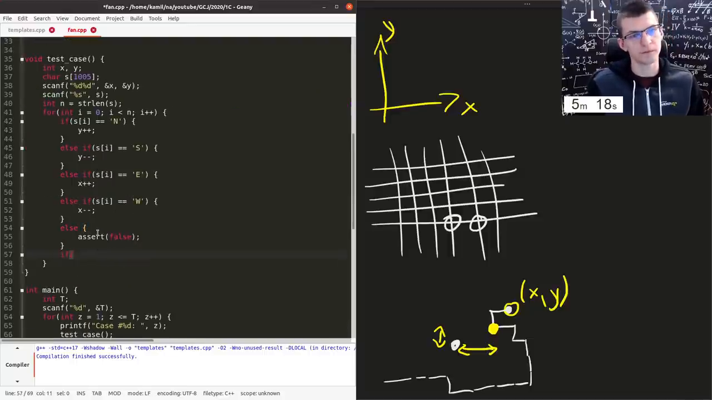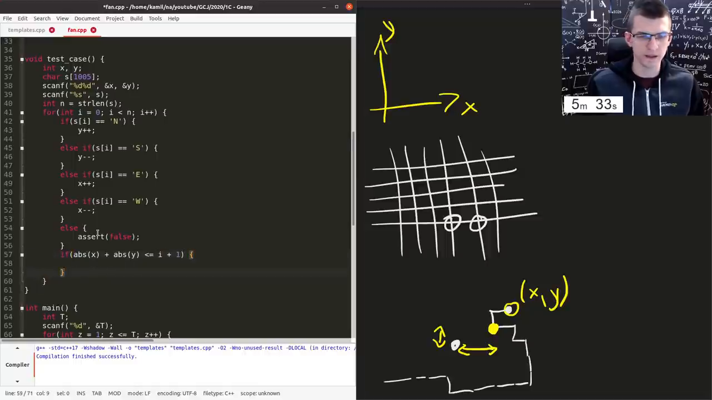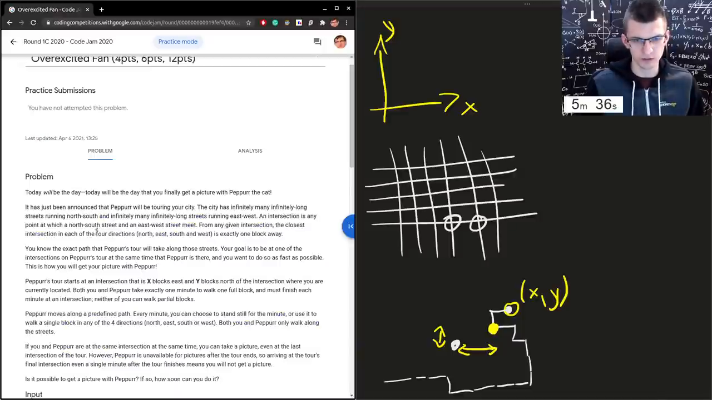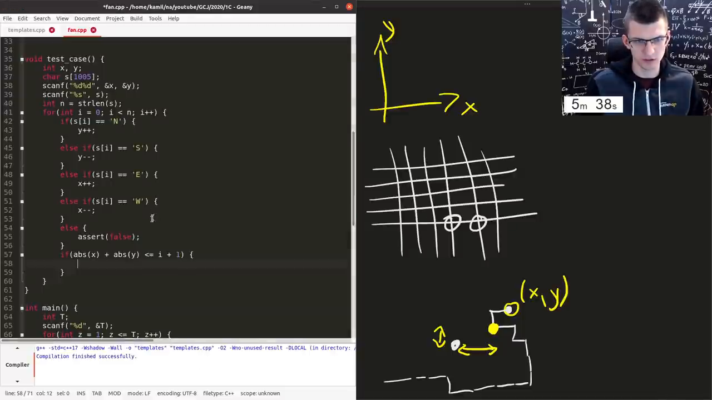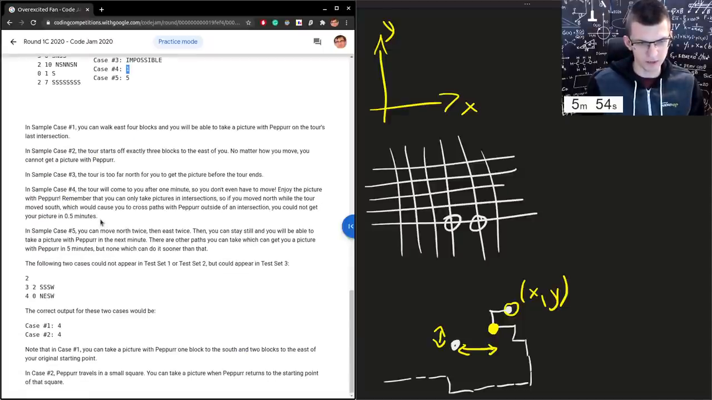If now the distance I need to get there is that. This is what I need. If this doesn't exceed the current time of the tour, I think it's i plus 1, then I will finish there. What do I need to print? Number? Just a number. I think that when the tour will be there is what I'm printing, and return from the function. When I get to the end, let's put impossible. And maybe I can be at 0, 0.